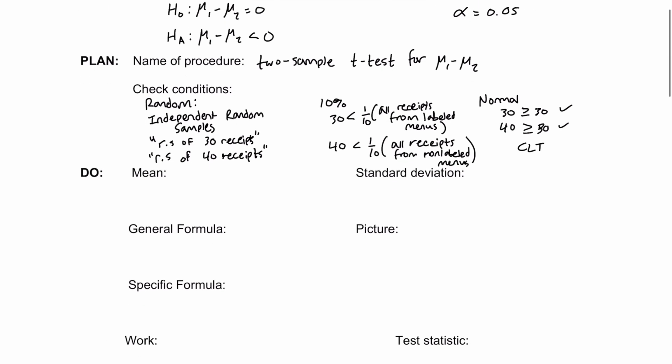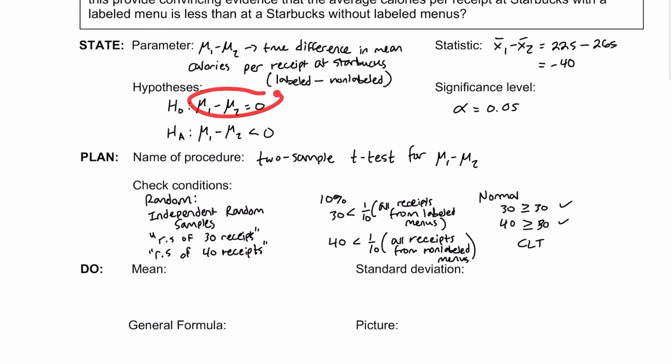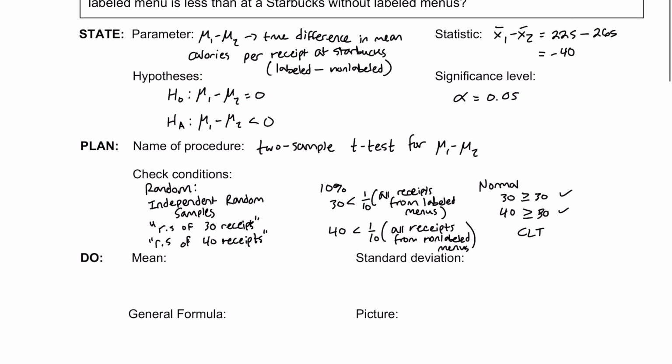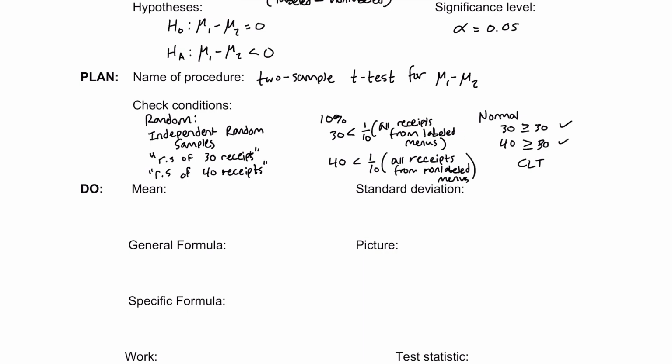So the mean of our distribution is always going to be the null hypothesis. So for us, that means 0, that the means are the same, therefore their difference equals 0. And so that means we can just write that here.